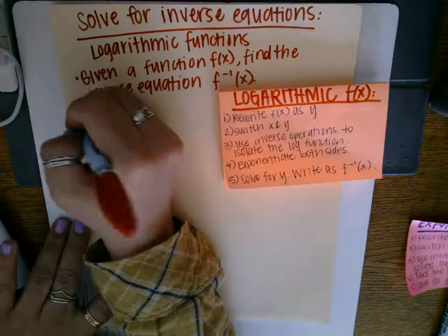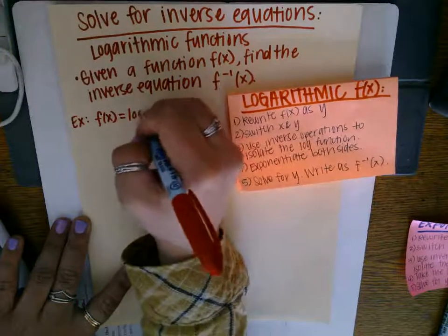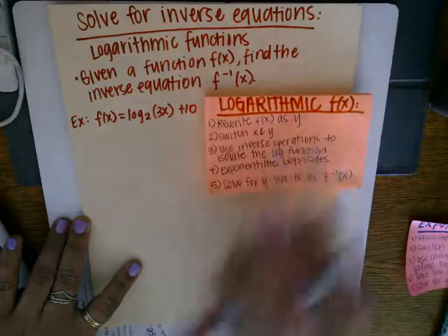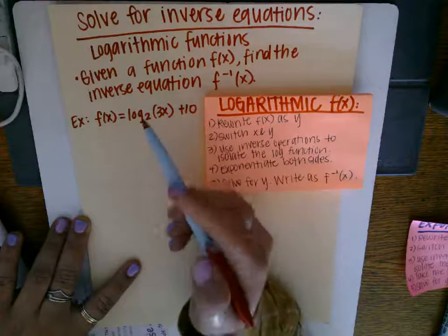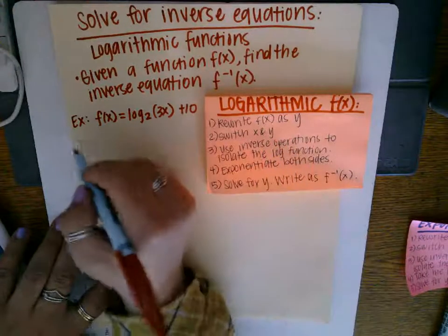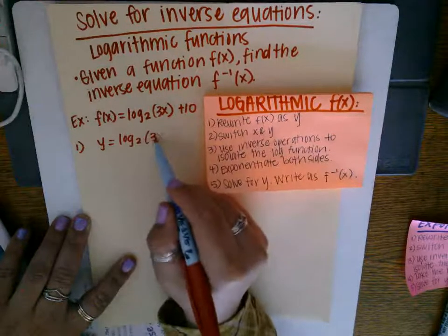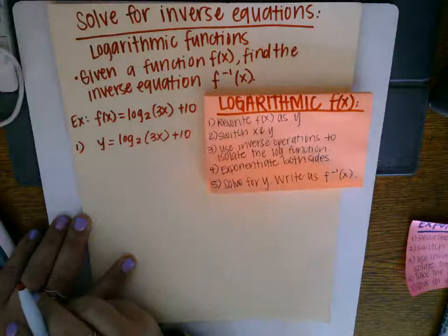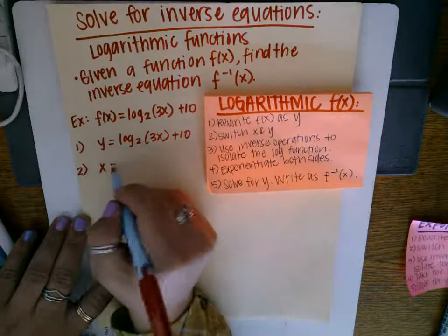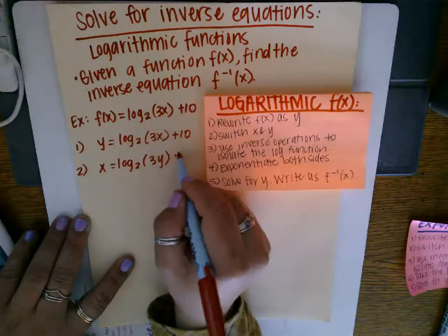Here I'm going to say, what if our function f of x given to us is log base 2 of 3x plus 10? Let's say this is our log function that's given to us, and our goal is to find the inverse equation. So step 1 says to rewrite f of x as y. So I'm going to say y equals log base 2 of 3x plus 10. Step 2 says to switch variables x and y. So y becomes x, keep everything else the same, but x becomes y.